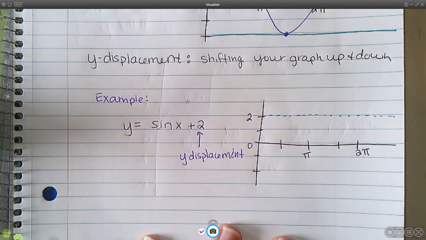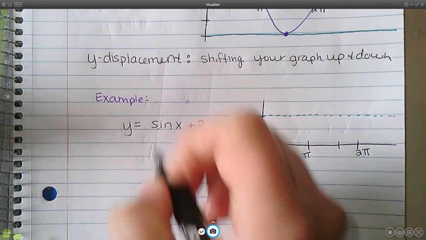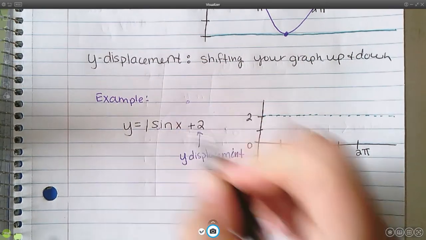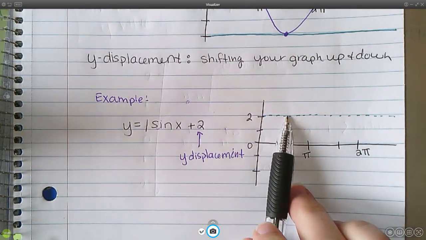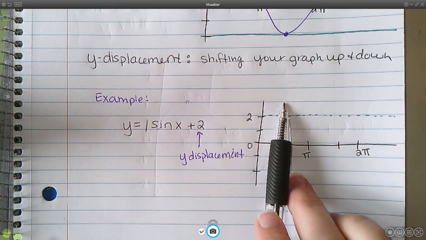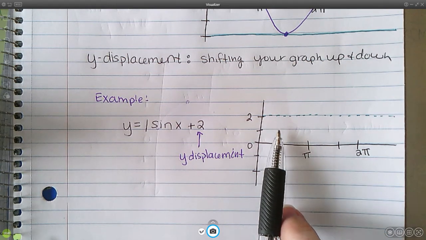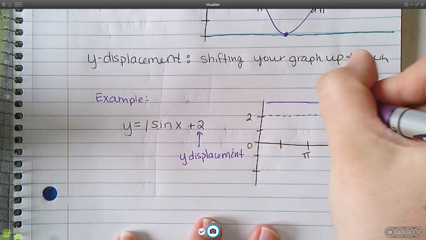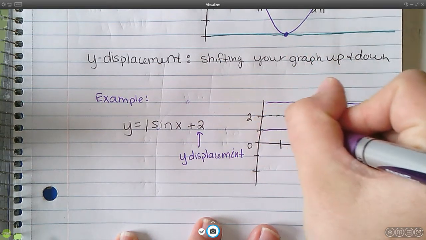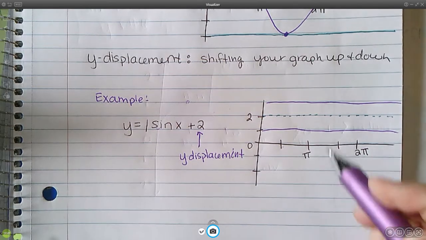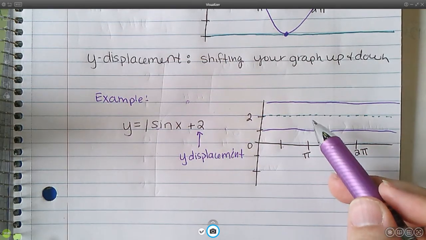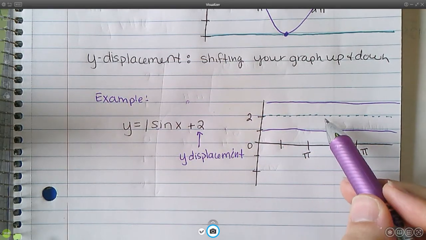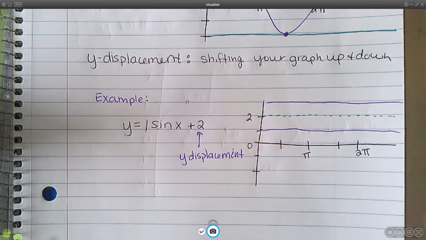What is our amplitude? Well, there's just a 1 here. So that means from this dashed line, we're going to be going up 1 and going down 1. So I'm going to put those lines in like this. Our graph is going to be in between these 2 purple lines, and the center of it is at the blue dashed line. So let's go ahead and graph it.